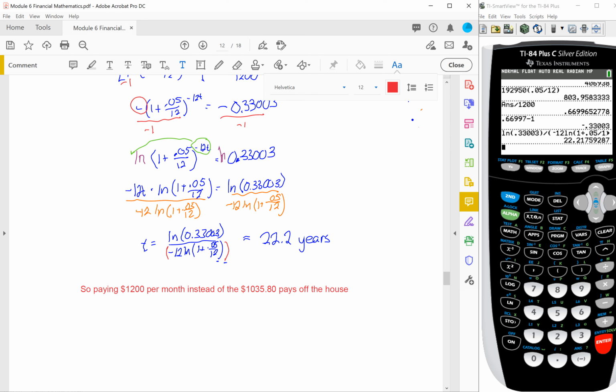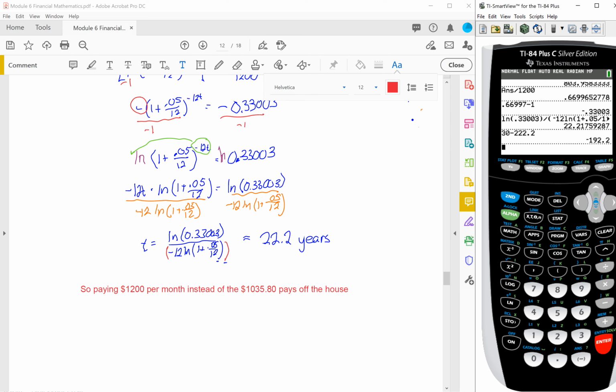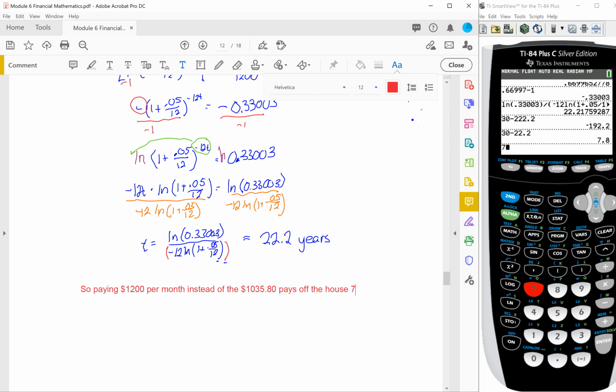Now, if I double check my math with this, this is going to be 30 minus 22.2. Oh, that's not right. 30 minus 22.2. It pays off the house 7.8 years faster. 7.8 years sooner if you make the extra payment per month. Okay, doing a little bit more comparison here, just so we can get an idea of what this means to us.